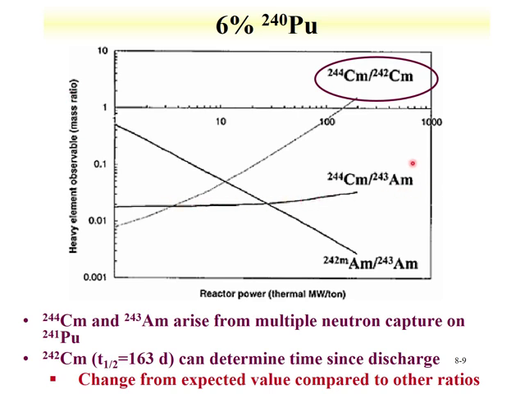There's another example of a ratio that can be used, the curium-244 to americium-243 ratio, but we see that it's not as sensitive over the entire energy regime. You only get some slight changes between 100 and 1,000 megawatt thermal per ton, so it's not as sensitive as a signature. The curium-242 can also be used to determine time since discharge, since it has a half-life of 163 days. We expect this to change compared to the other ratios because of the relative short half-life of the curium-242.